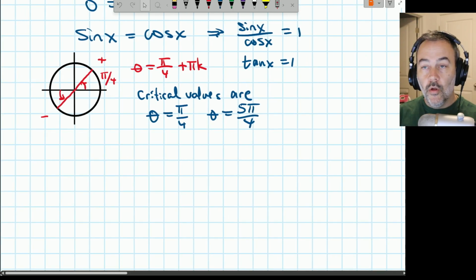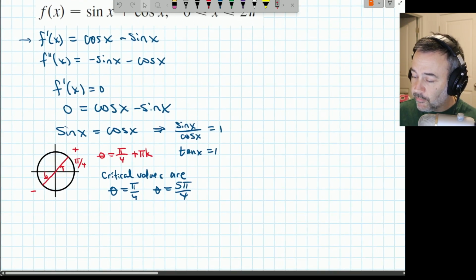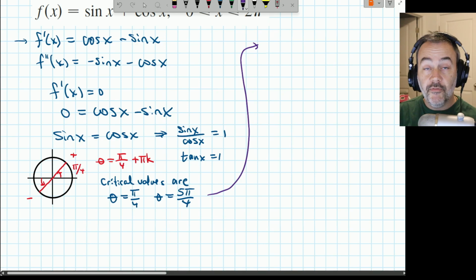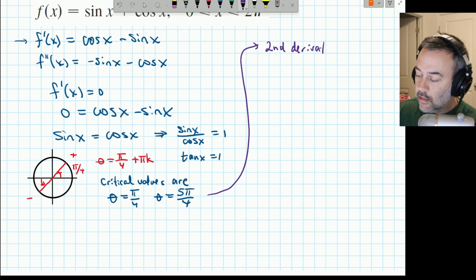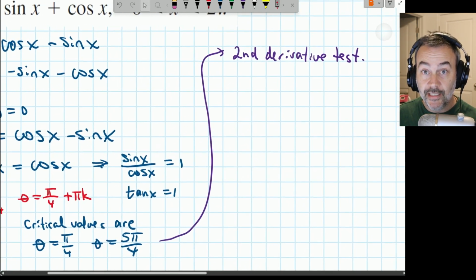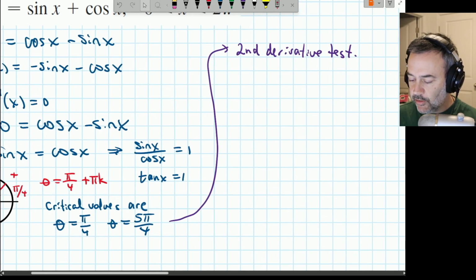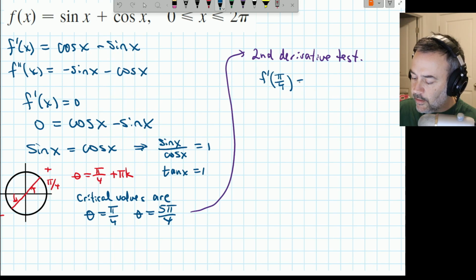Now, here's what we know. I'm going to come over on the right-hand side here, and in purple, we can find the max and mins without doing a sign analysis. We can use the second derivative test. In this case, I claim the second derivative test is actually easier. If we were just asked to find max and min, the second derivative test is in a way more straightforward on this one. We already know that f prime of pi over 4 is 0.